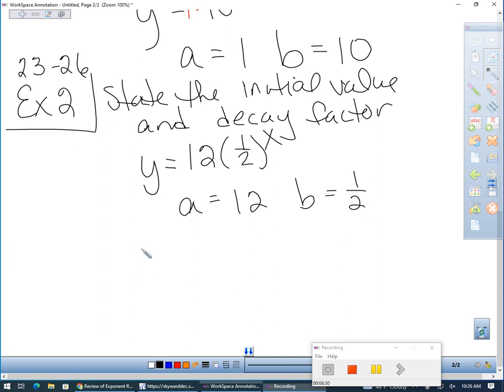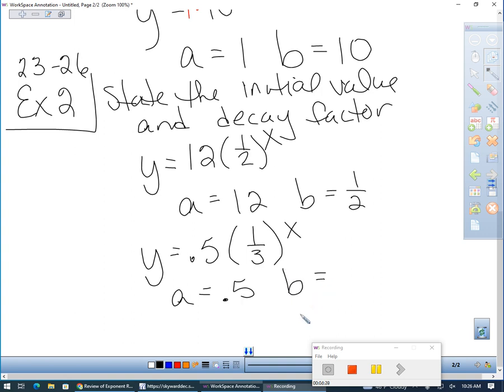All right, so if I have y equals 0.5 times 1/3 to the x, what's my a value? 0.5. What is my b value? 1/3. All right, so those 8 problems seem pretty easy, correct? Okay? All right, so now we're going to talk about another equation.